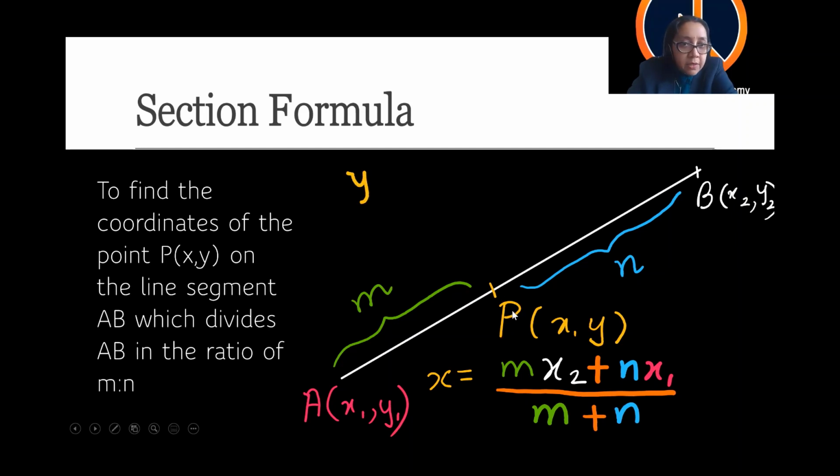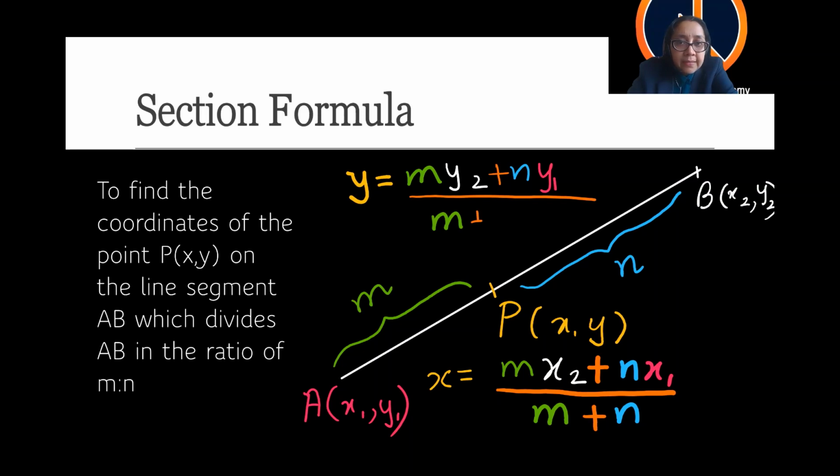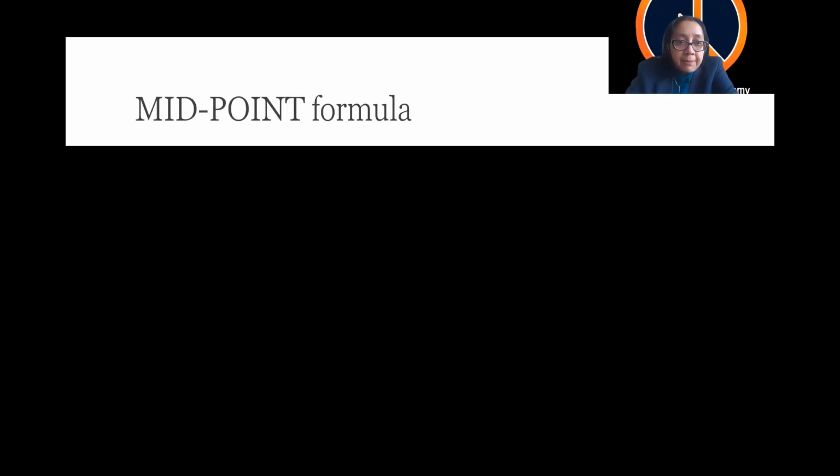Now similarly, it will hold true for y, that is the ordinate, as well. So it becomes m times y2 plus n times y1 divided by m plus n. So this is the section formula, and there is a high chance you will get questions from this concept. Let me show the application, just an extension of this formula. If the ratio m to n is equal, that is m is to n is 1:1, then it becomes the midpoint formula.